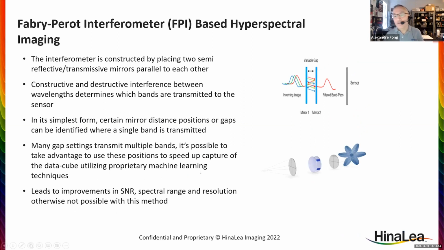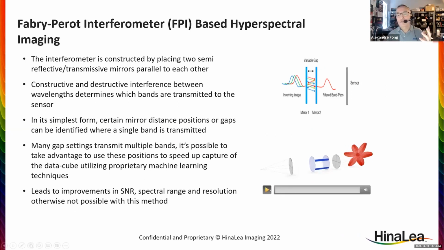Our approach is something called a Fabry-Perot hyperspectral imaging technique. It uses what's called a Fabry-Perot interferometer. It's two mirrors that are moving back and forth with respect to one another. The constructive and destructive interference between the two then dictates which bands transmit through the two mirrors onto the sensor. In the simplest form, you get one band at a time, but we've got an approach that allows you to get multiple bands at a time, and that allows you to have, obviously, faster collection of data, improvement in signal-to-noise ratio, and high resolution and a larger spectral range.